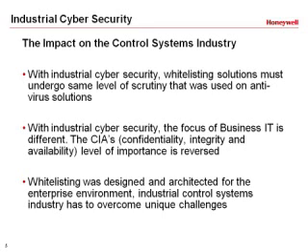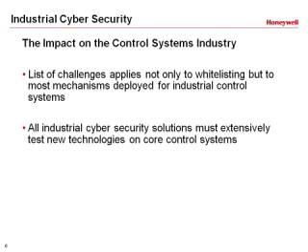Although whitelisting was designed and architected for the enterprise environment, the industrial control systems industry has to overcome some unique challenges, including availability and access for downloading the latest updates, processing requirements that prohibit rebooting except at specific times, legacy systems that have limited resources available, high importance of stability, and importance of meeting critical infrastructure protection standards set forth by NERC for the electricity industry and similar standards in other industries. And the list of challenges applies not only to whitelisting, but to most mechanisms that are deployed for industrial control systems. Therefore, it's critical with all industrial cybersecurity solutions to extensively test new technologies on core control systems.